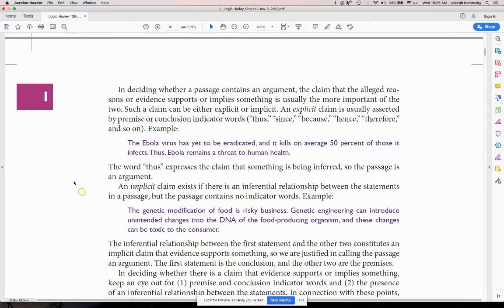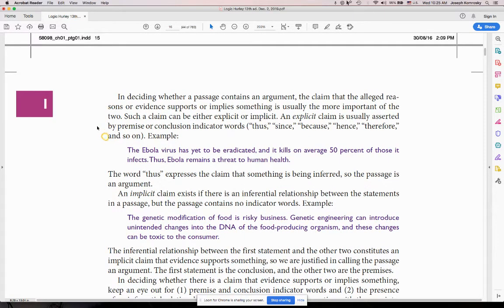But yes, so let's just read on. In deciding whether a passage contains an argument, the claim that the alleged reasons or evidence supports or implies something is usually the more important of the two. Such a claim can either be explicit or implicit. Now, I've already went over some of this. An explicit claim is usually asserted by premise or conclusion indicating words: thus, since, because, hence, therefore.